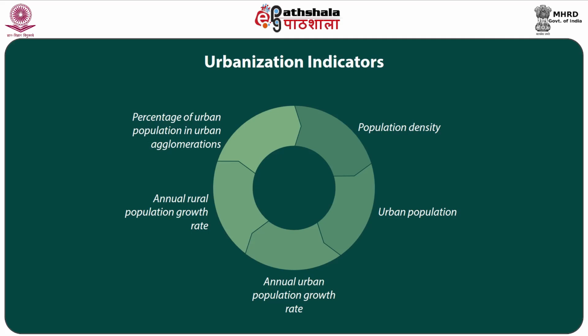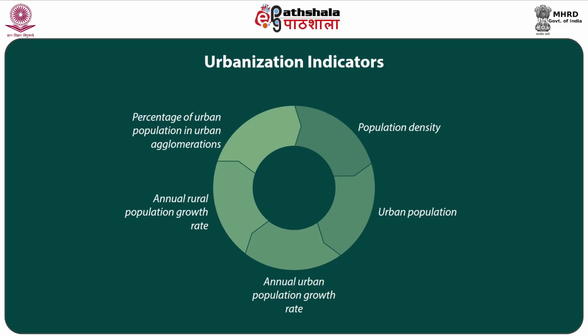Let us continue with the indicators pertaining to urbanization. Annual urban population growth rate is the average exponential rate of growth of urban population over a given period, expressed as percentage. The second one is annual rural population growth rate. It is the average exponential rate of growth of rural population over a given period, expressed as a percentage.